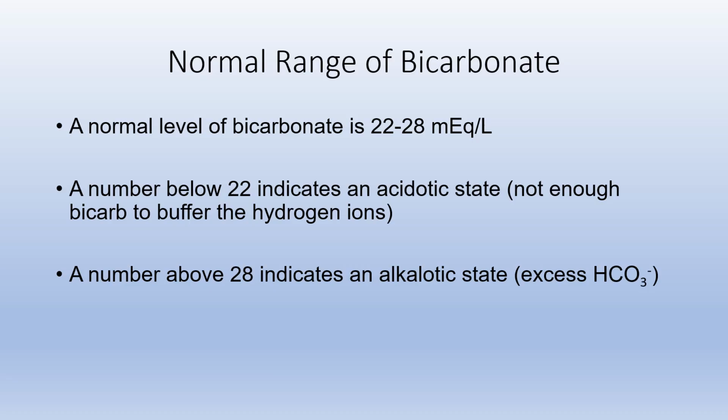And then our third and final value we have to know is our bicarbonate, or what some people just call bicarb. Normal levels are 22 to 28. Below 22 is acidotic, above 28 is alkalotic.